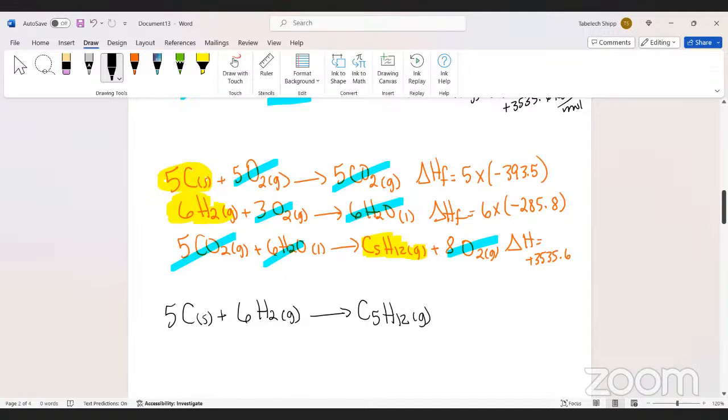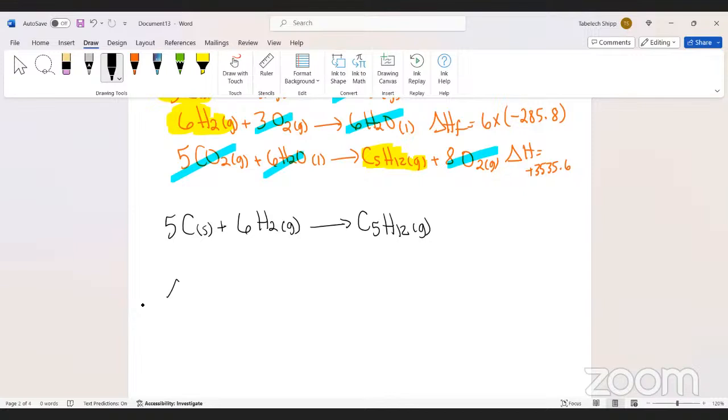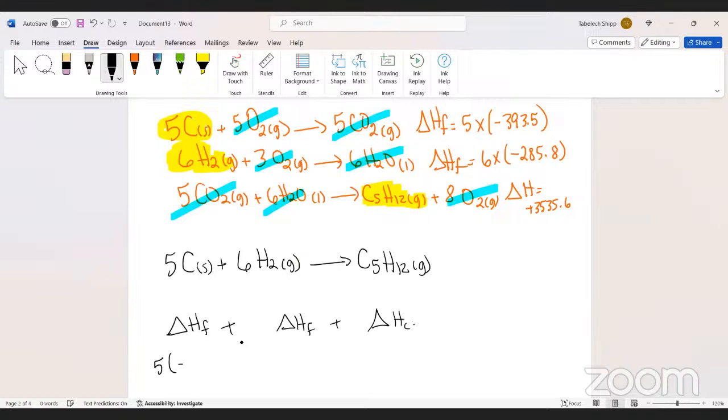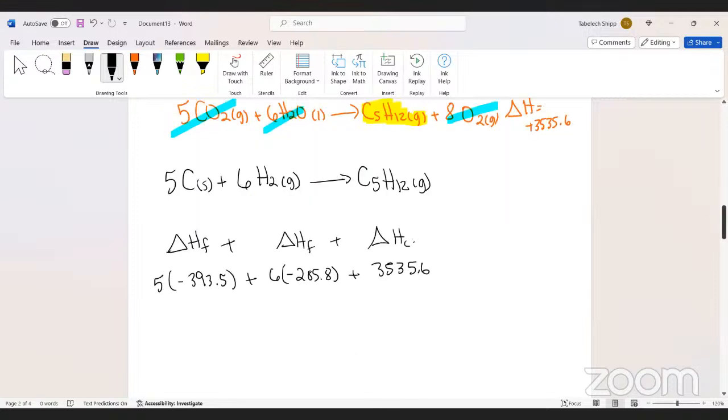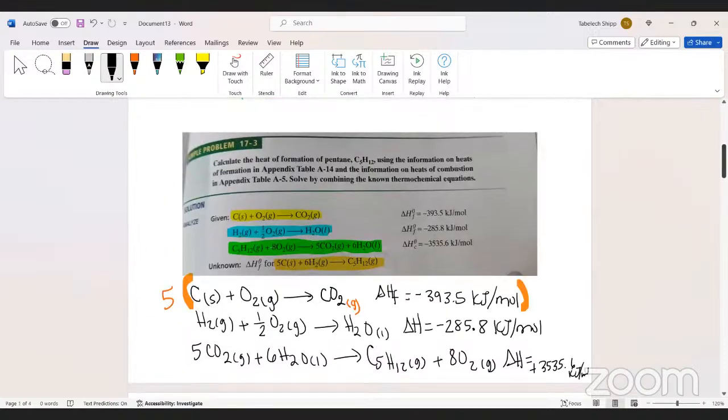We're going to take those delta H's over here, and we're going to add them up. Now, because there are so many of them, I'm going to write them down here in this space because I don't have enough space to write them out, okay? So I'm going to write them right here so that you guys can see that. The delta H's, I'm writing them all down right here, okay? So the top one, the first one that I had, that 5 one, I'm going to put here. That was 5 times negative 393.5 plus the second one, 6 times negative 285.8 plus the last one, 3535.6. That was the heat of formation value here for the C5H12 formula for the third reaction.